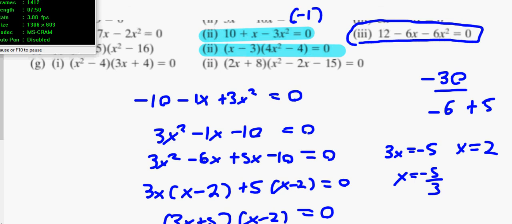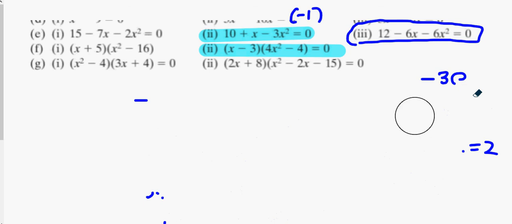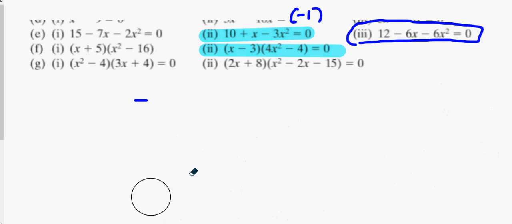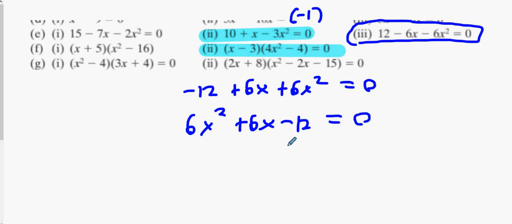Well, now, what we're going to do here, guys, is multiply both sides by minus 1, and we get minus 12 plus 6x plus 6x squared. And we get 6x squared plus 6x minus 12 equals 0. You can make this really easy on yourself by dividing by 6. How many of you saw that?